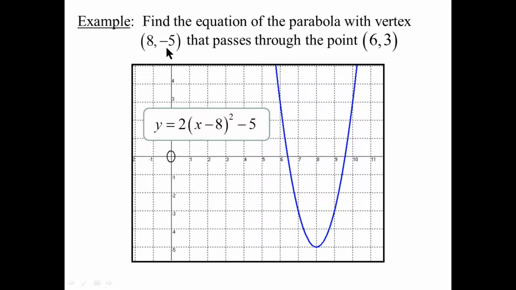Does this have a vertex at (8, minus 5)? Well, according to algebra, it does. And there it is, the vertex (8, minus 5). Does this pass through the point (6, 3)? Well, let's see. There's the point (6, 3). So yes, it does that. So that's the correct parabola, and it does fit the bill.